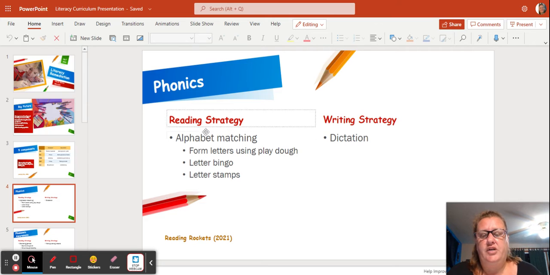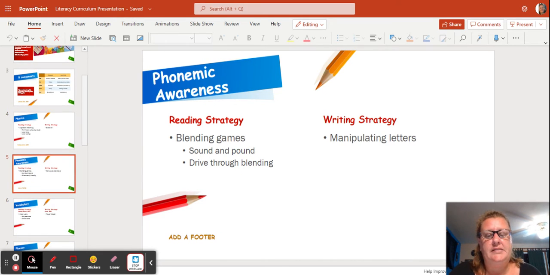Phonics, one reading strategy for phonics might be letter bingo. Students get a bingo card, and I, as a teacher, instead of saying, "Do you have a B?" might say, "Do you have /b/?" so they can listen to the sound and connect it to the word. A writing strategy for phonics would be letter dictation, which is really popular with the Spire curriculum. I say a sound, you write the letter.